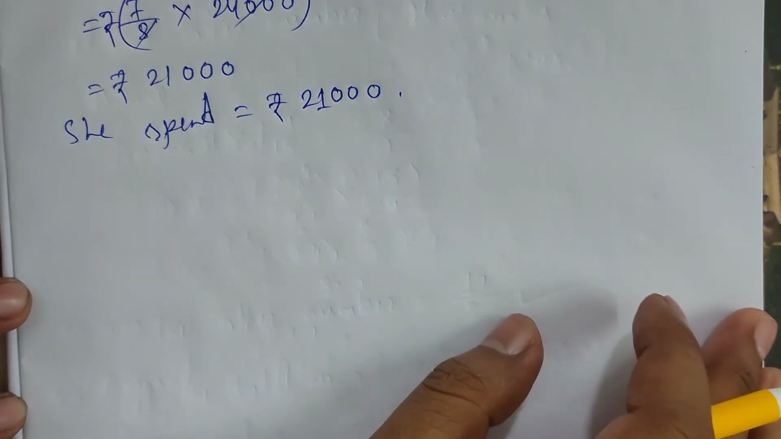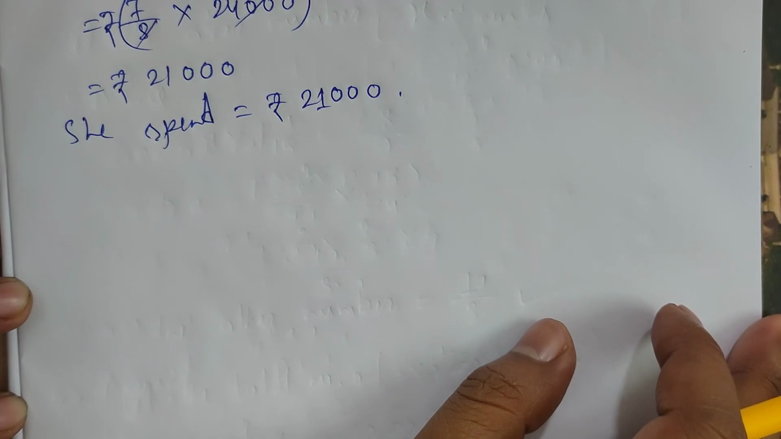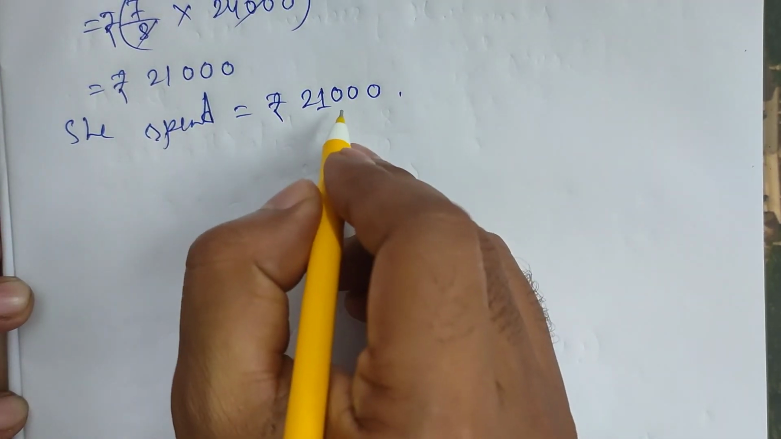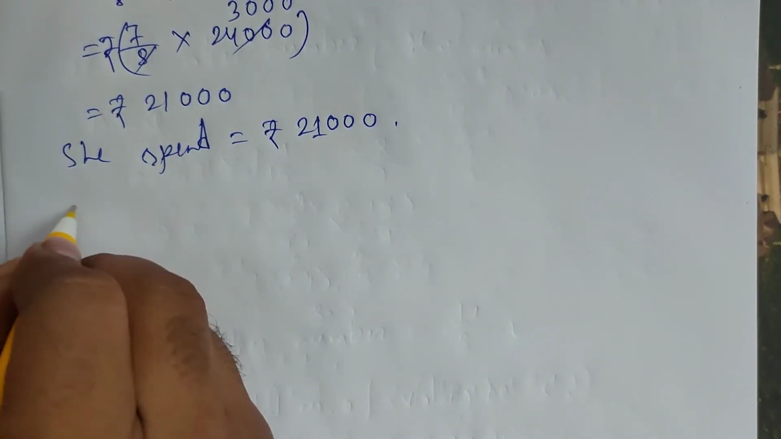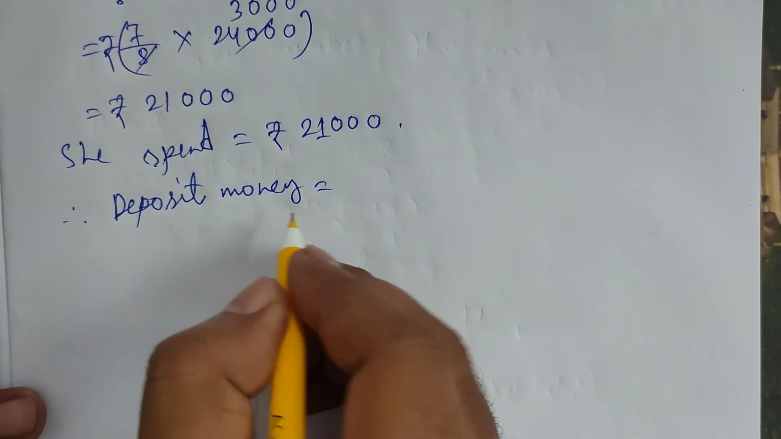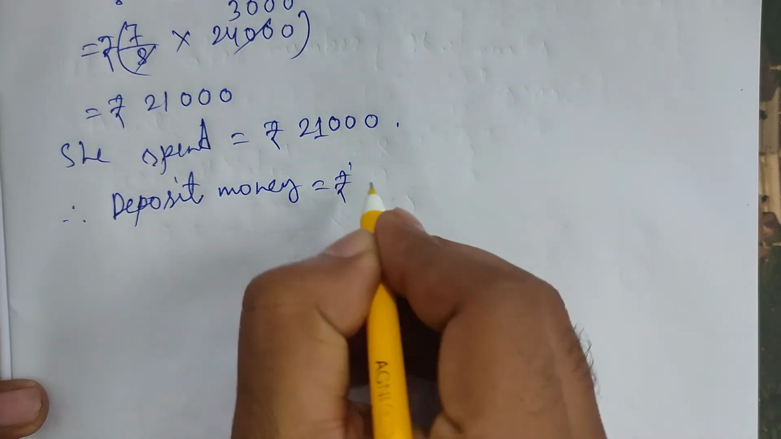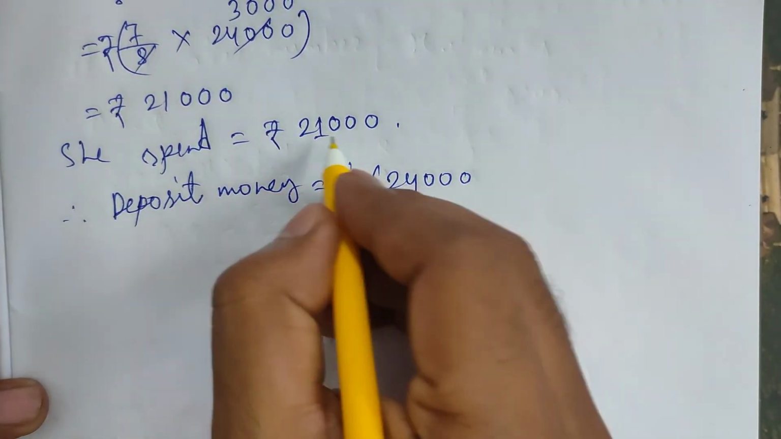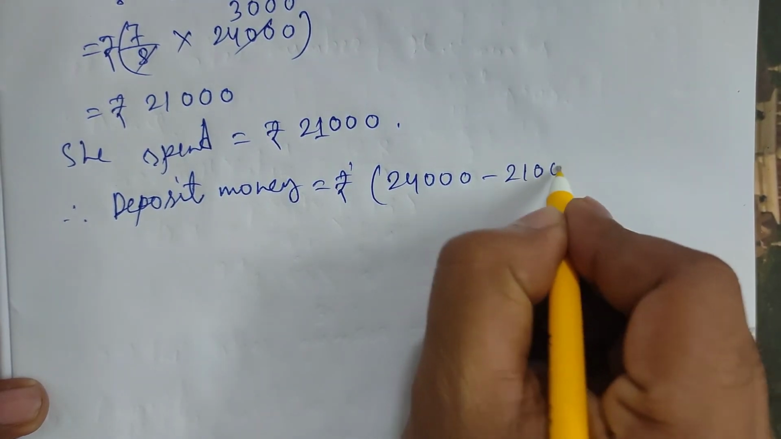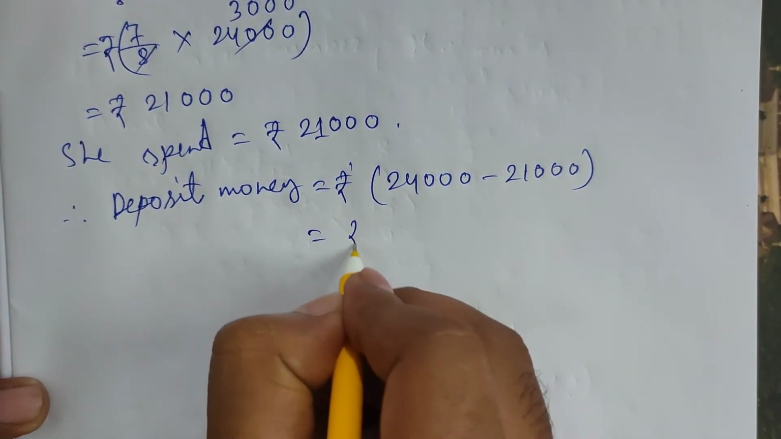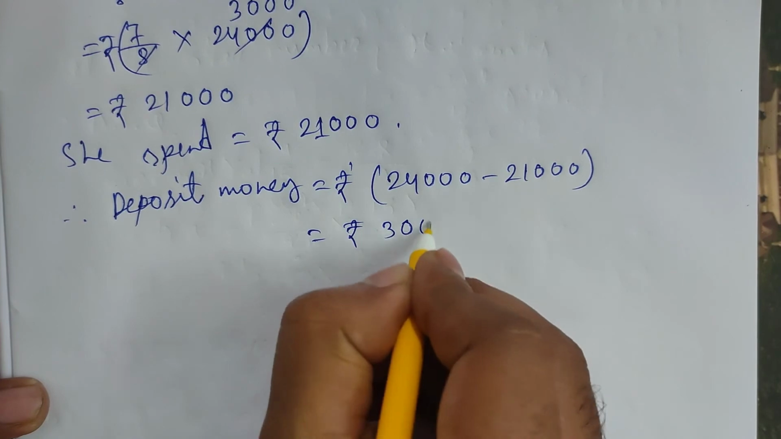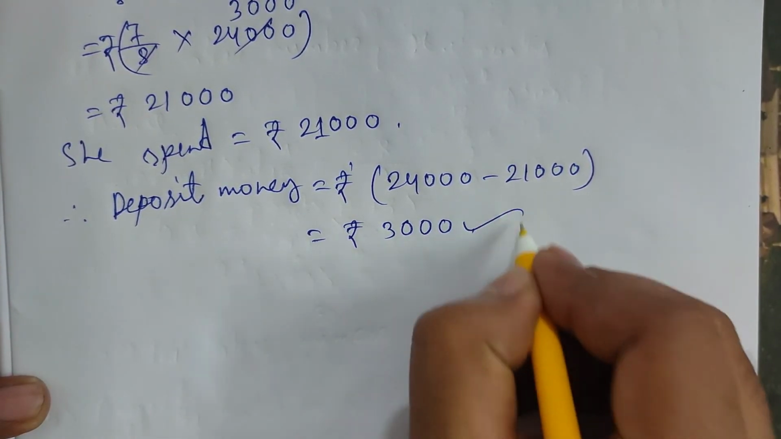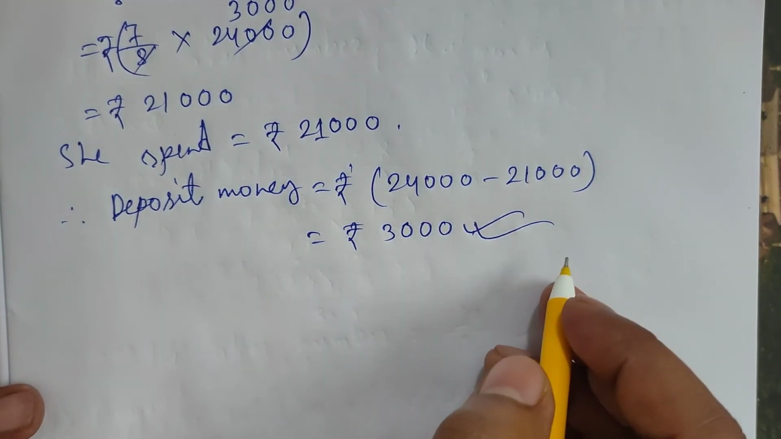Here is the question: how much money does she deposit in the bank? That means the rest part will be she will deposit. So deposit money equal to what? Total money, that means 24,000, and the spending money, that means 21,000. What will be? So it will be 3,000. So 3,000 money she deposited in the bank. So this is the answer of this question.